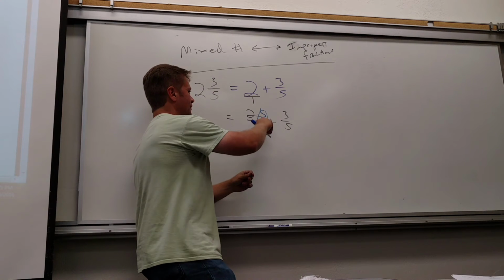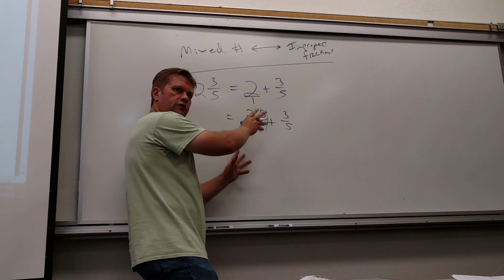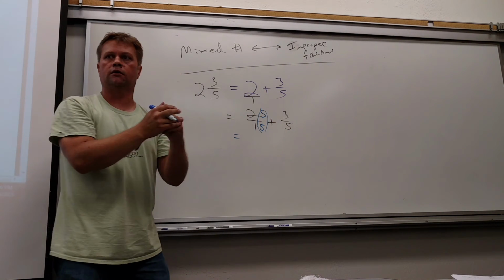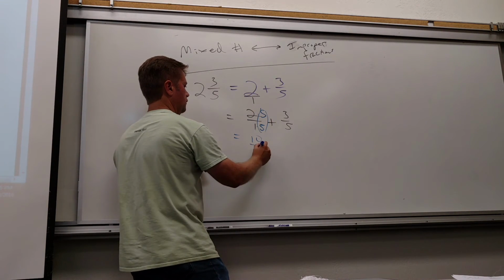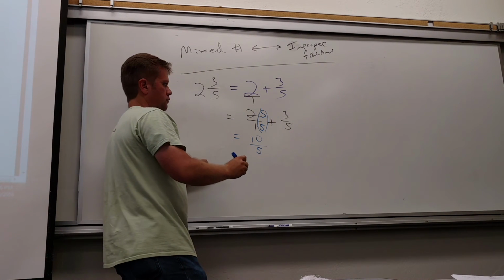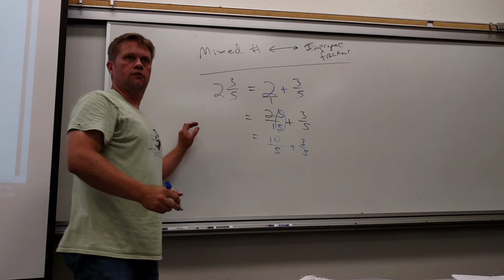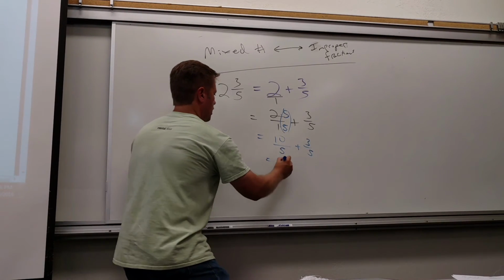Now most of you guys should know this is how you do LCD, and this is relatively easy because 1 can become whatever the hell you need it to be. So this will be 10 fifths plus 3 fifths is 13 fifths.